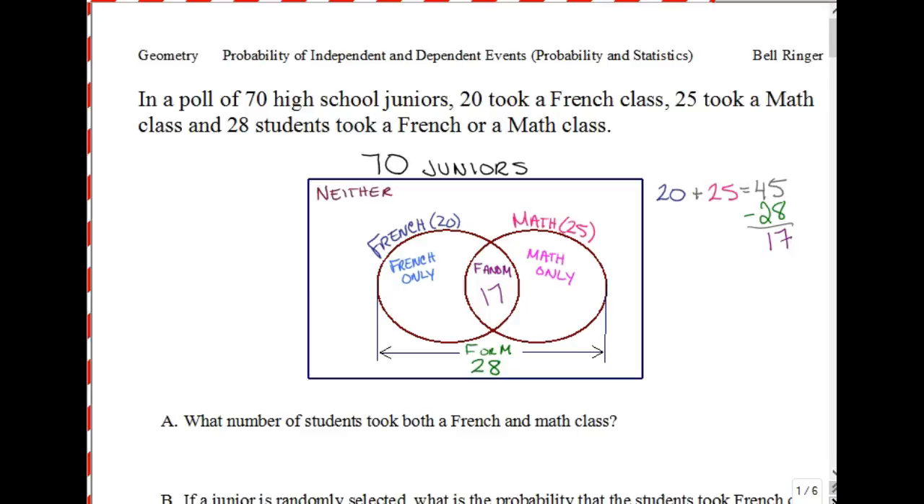Let's finish French only and math only, which means 3 students took French but not math, and 8 students took math but not French. Next, we need to figure out our neither. If 28 were counted in French or math, that meant that 42 were not.